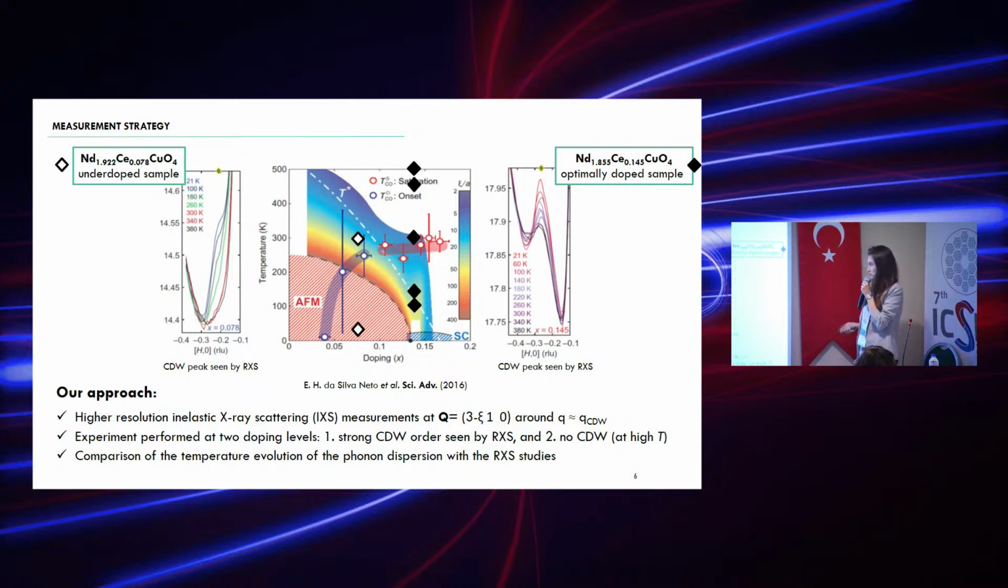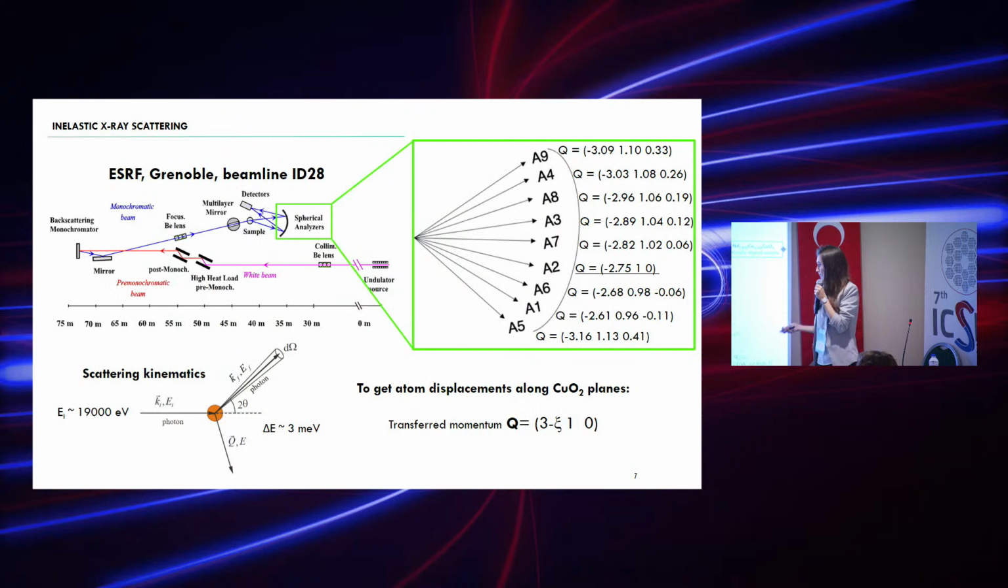However, the situation is different for underdoped samples, because here the charge order peak is not visible, so we have only a background visible here and a little bit of this peak at low temperatures. So we have two different regimes for charge density wave order, and our approach was to compare the evolution of phonon dispersion for these two different samples. We also explored different temperatures because we see that charge density wave order is a highly temperature dependent phenomenon.